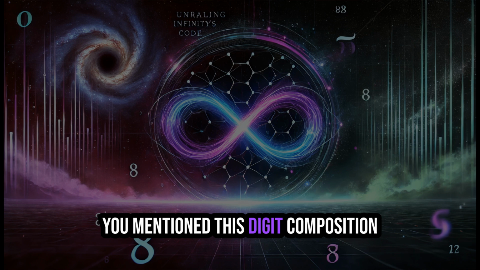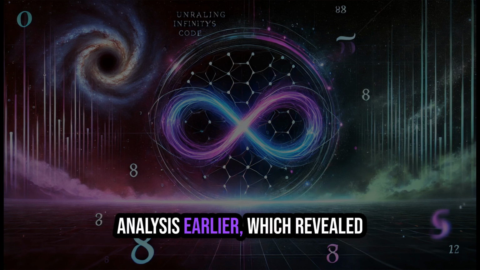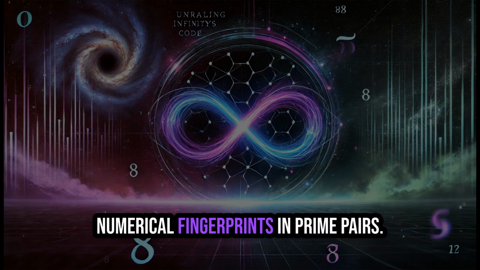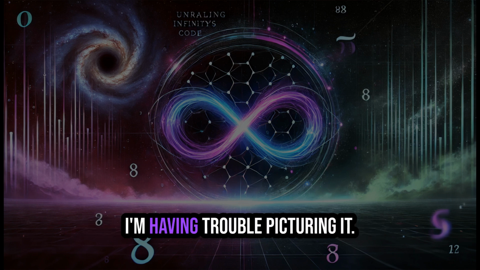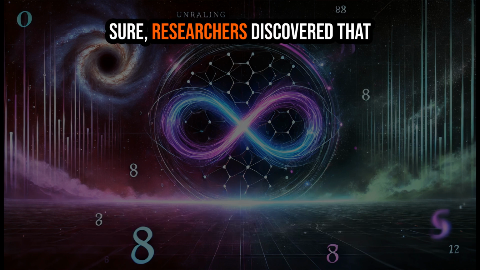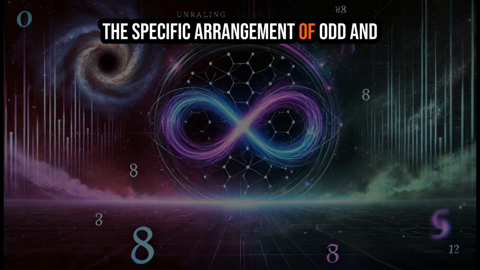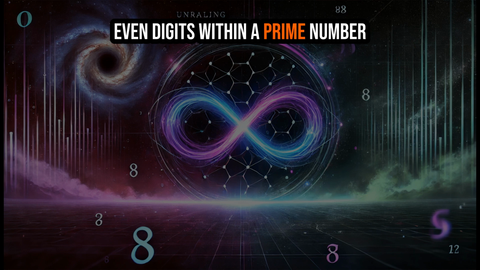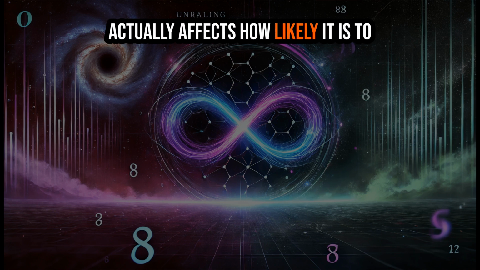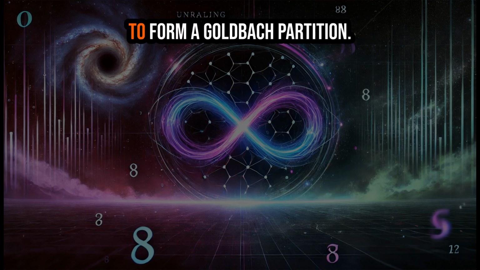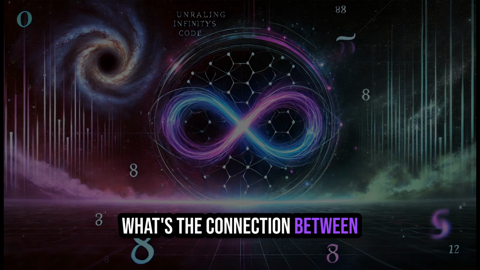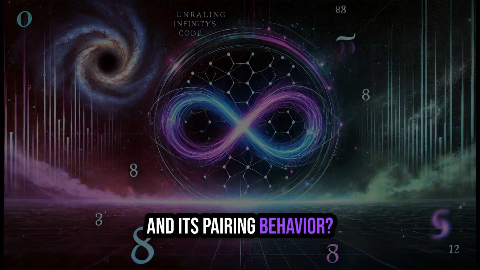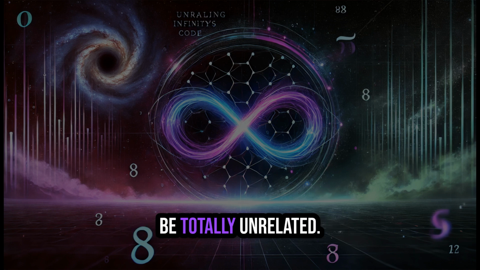Let's shift gears for a second and bring things back down to earth. You mentioned this digit composition analysis earlier, which revealed numerical fingerprints in prime pairs. Can you give us some concrete examples of what these fingerprints look like? I'm having trouble picturing it. Sure, researchers discovered that the specific arrangement of odd and even digits within a prime number actually affects how likely it is to pair up with another prime number to form a Goldbach partition. Okay, so how does that work? What's the connection between the digits in a prime number and its pairing behavior? It seems like those should be totally unrelated.